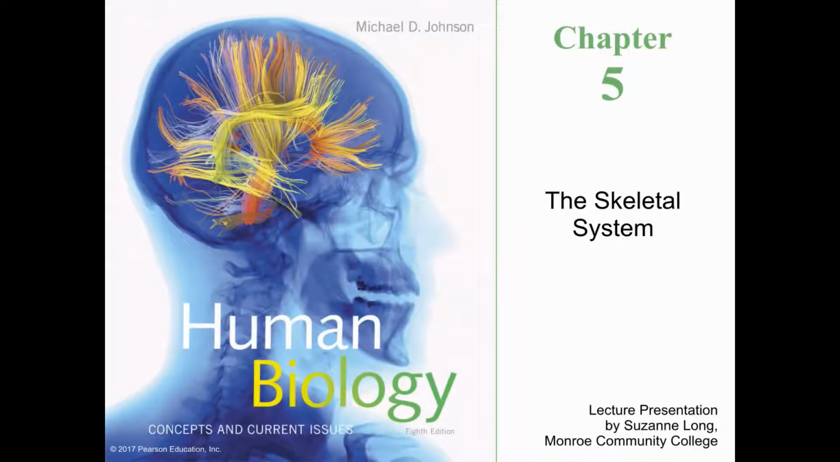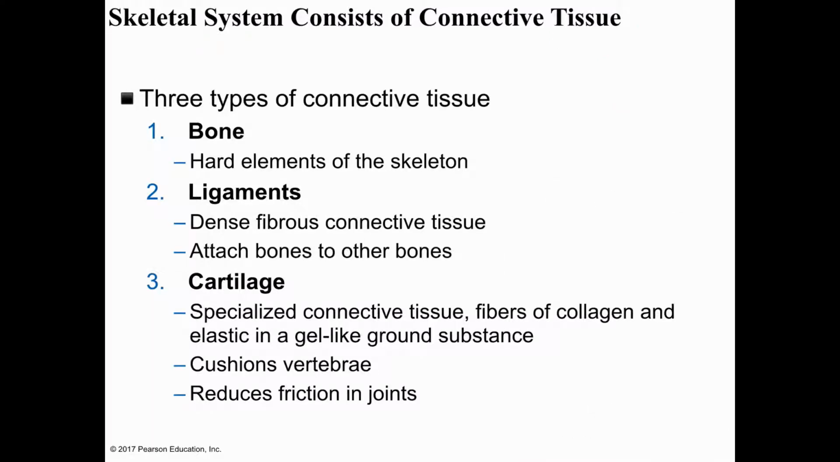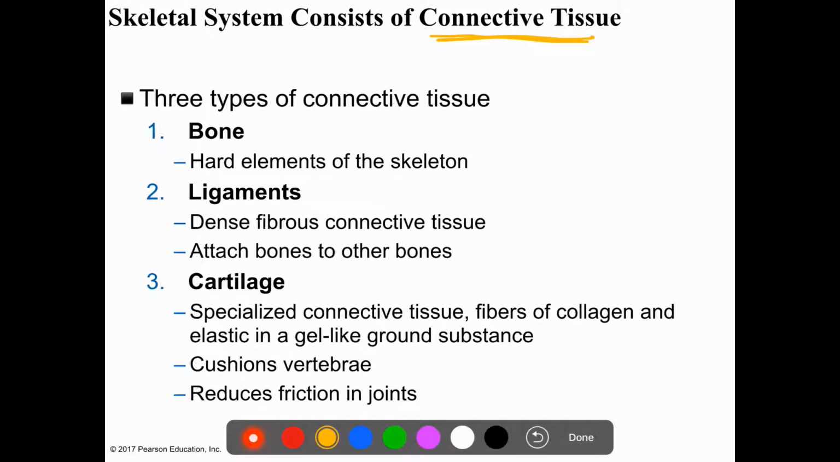Hello again, everyone. We are going to start chapter 5, and in this chapter, we will talk about the skeletal system. Skeletal system is made out of different subtypes of connective tissues. We have the bone, these are the hard elements of the skeleton. We have the ligaments, these are dense fibrous connective tissue which are attaching bones to other bones.